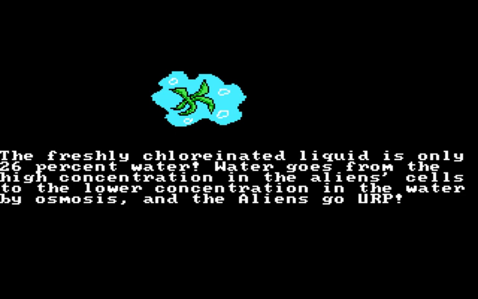The freshly chlorinated liquid is only 26% water. Water goes from the highest concentration in the alien cells to the low concentration in the water by osmosis, and the aliens go erp.